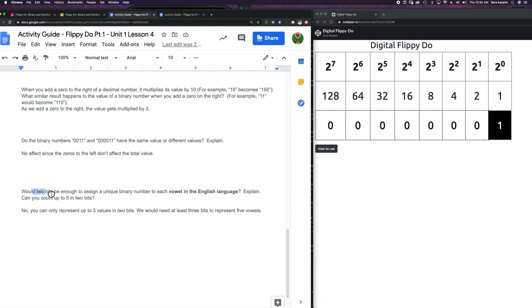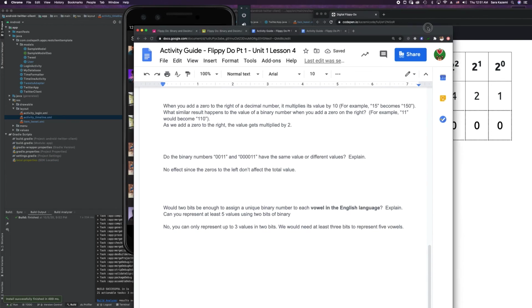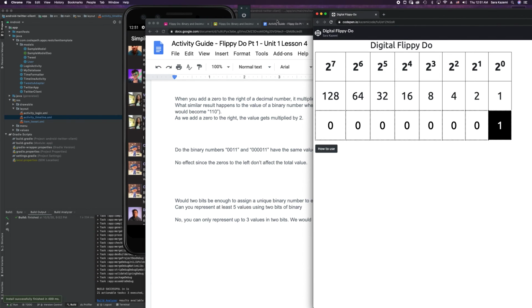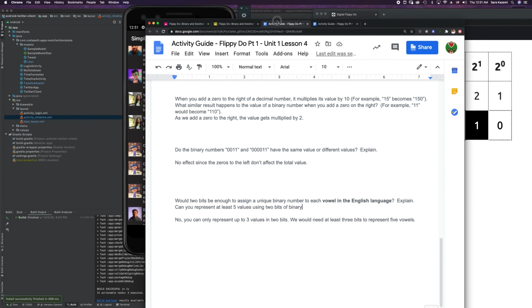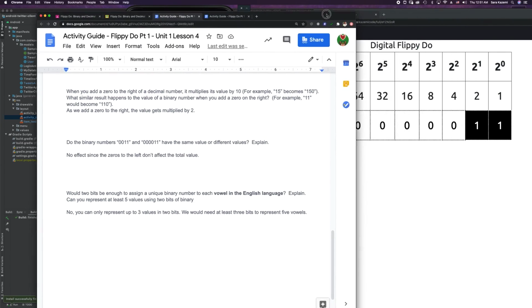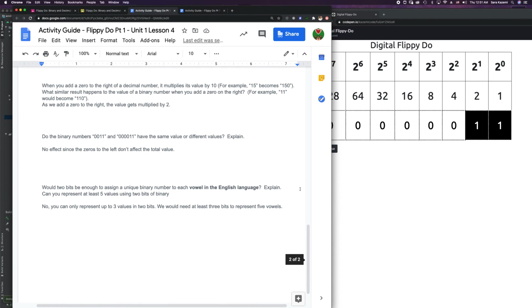And then the last question is, would 2 bits be enough to assign a unique binary number to each vowel in the English language? In other words, can you represent, I could not count up to, but can you represent at least 5 values, because there's 5 vowels in the English language, using 2 bits of binary. So in 2 bits of binary, we can have 0, right? We can have 1, and we could also have 2, which is 10, and then we can also have 3. So that's 4 different values. So no, you can only represent 4 different values. You can count up to 3, but it's 4 different values, counting 0.